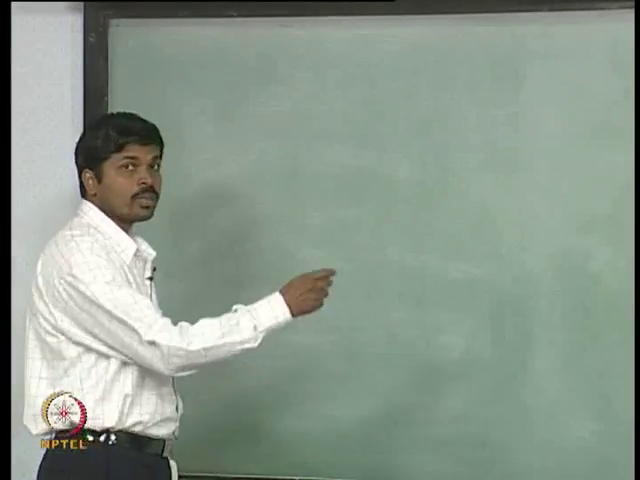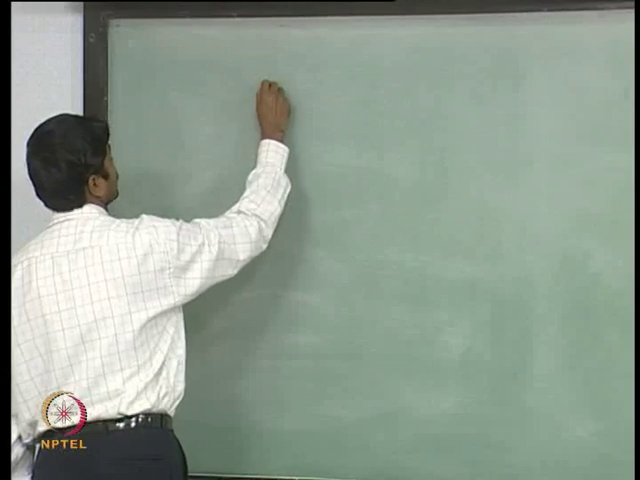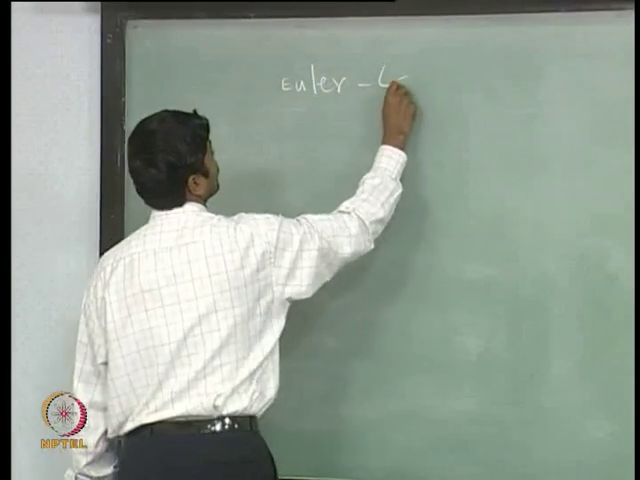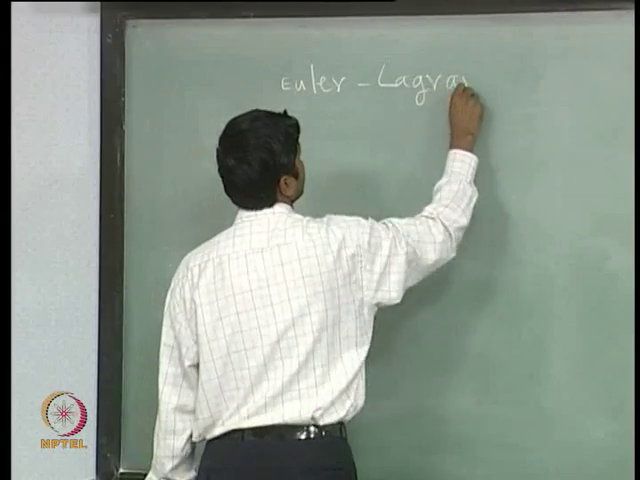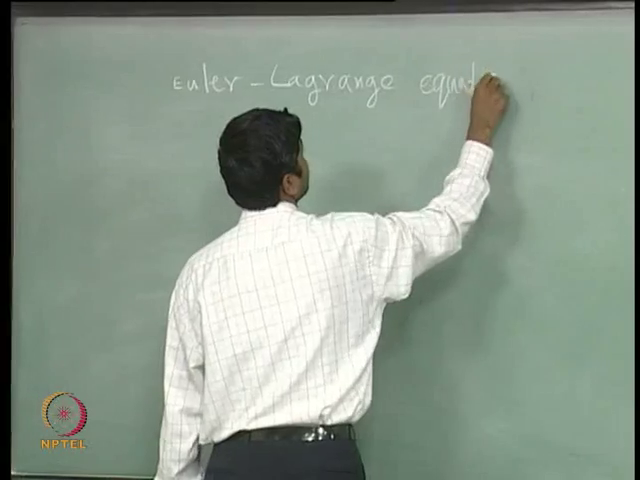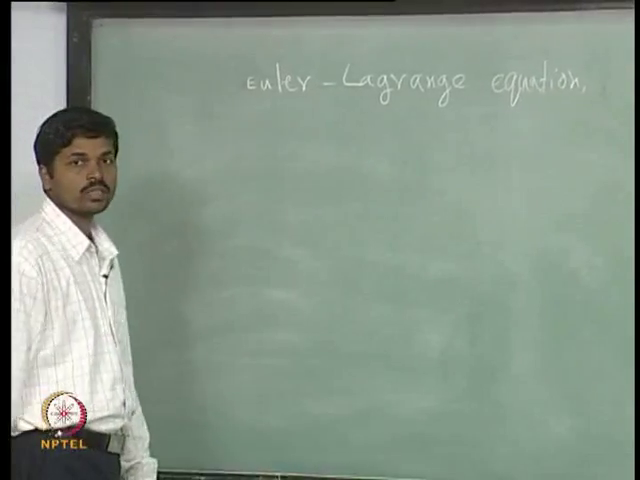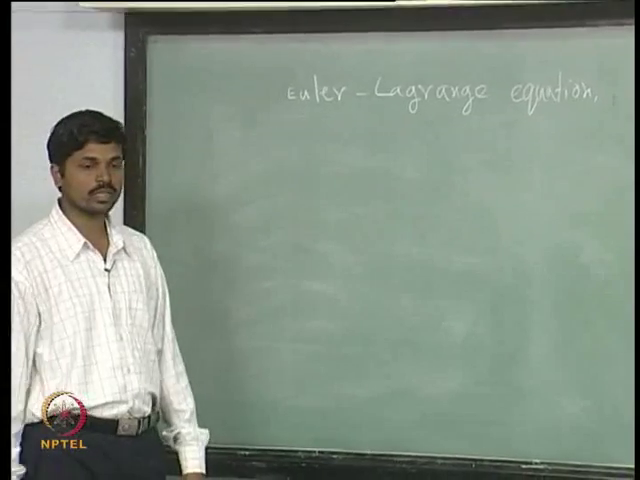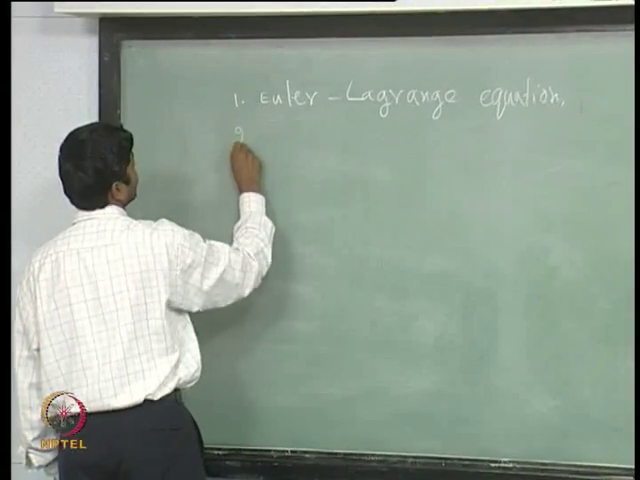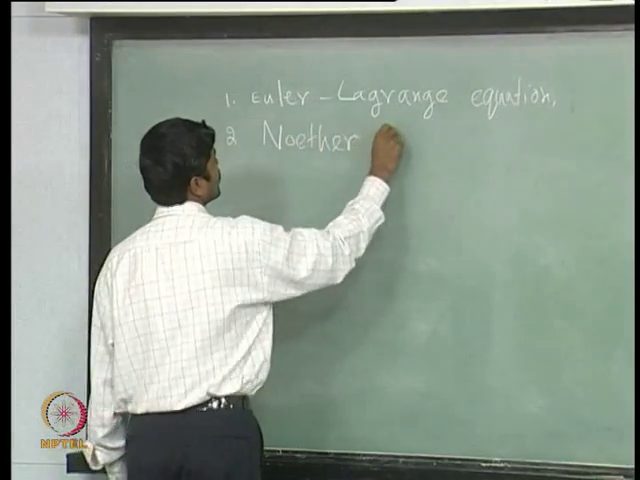Okay, today we will discuss the Euler-Lagrange equation. And then we will discuss symmetries, conservation laws, and Noether's theorem. So, the Euler-Lagrange equation and Noether's theorem.